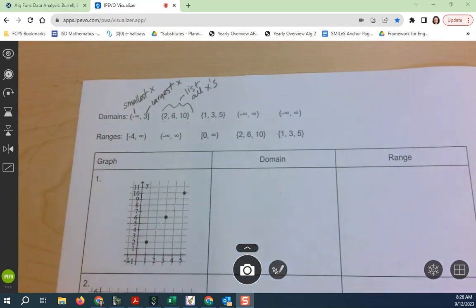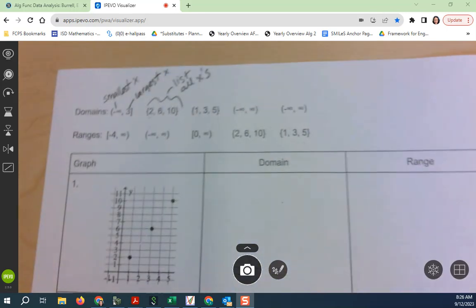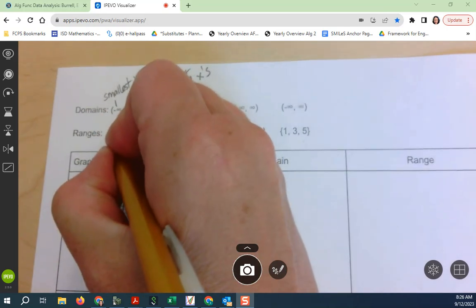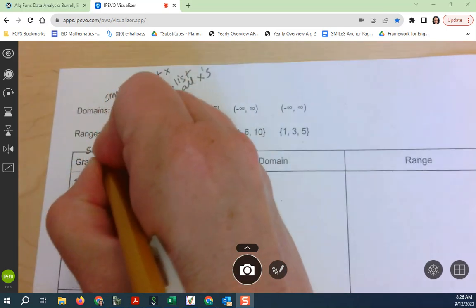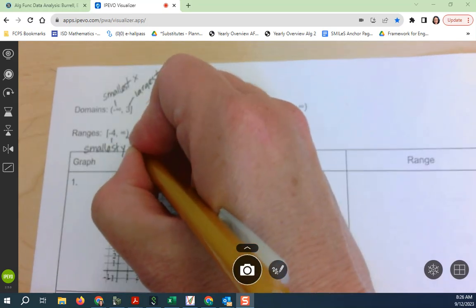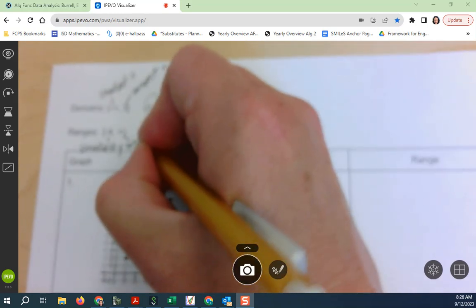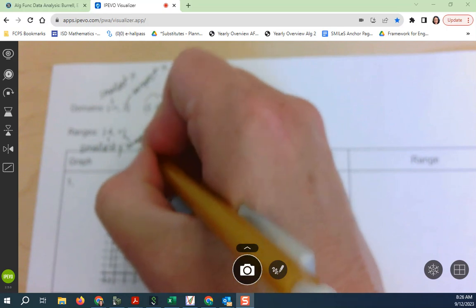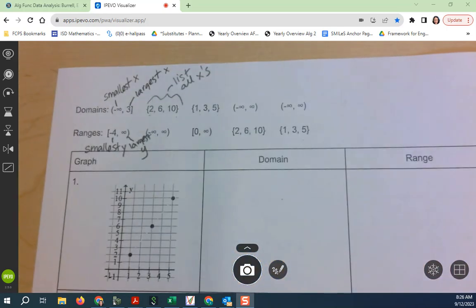How about the range? The ranges aren't the x's, they're the y's. So in that case, this one would be the smallest y, and this would be the largest y. Well, my handwriting is terrible. Let me see if I can, there, freeze it.